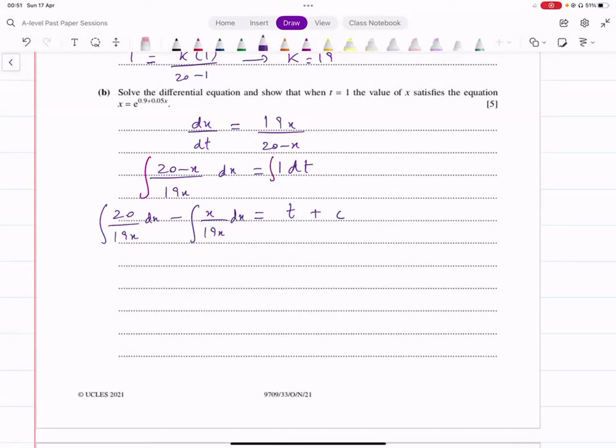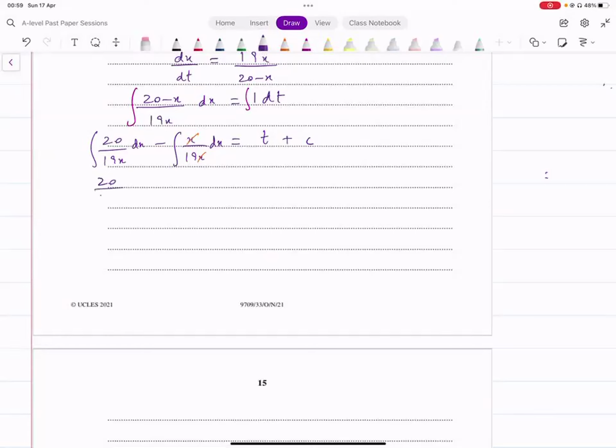ठीक है, दो parts में break कर लिया. 20 over 19 पूरे को बाहर ले जाना. That's a constant, right? वो पूरा constant है, constant को उठा के बाहर लेके जा सकते थे. And then we could just integrate the part that is inside. उससे क्या होता है? ln के अंदर हमारे पास थोड़ी सी simplified form आ जाती है. We would get 20 over 19 ln x minus 1 over 19 x equals t plus c.